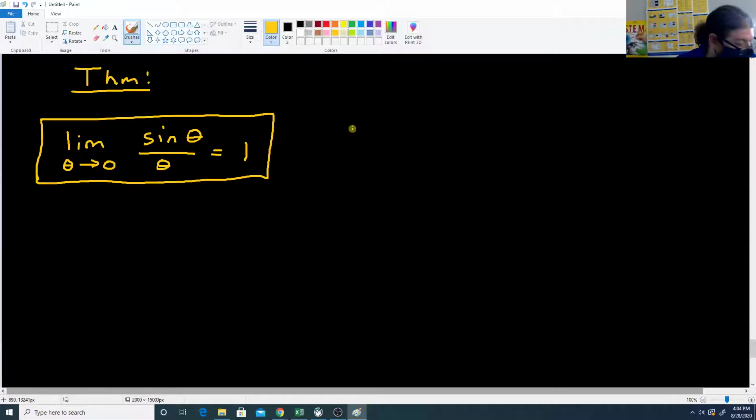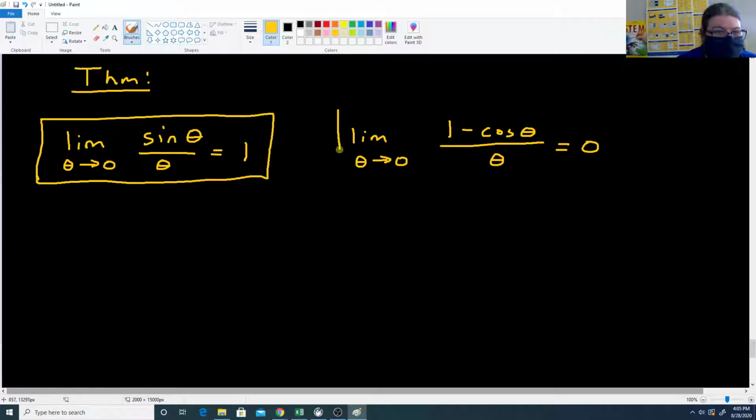And then the other one is the limit as theta approaches 0 of 1 minus cosine of theta, all that divided by theta, equals 0. So these are two important things that we'll use.